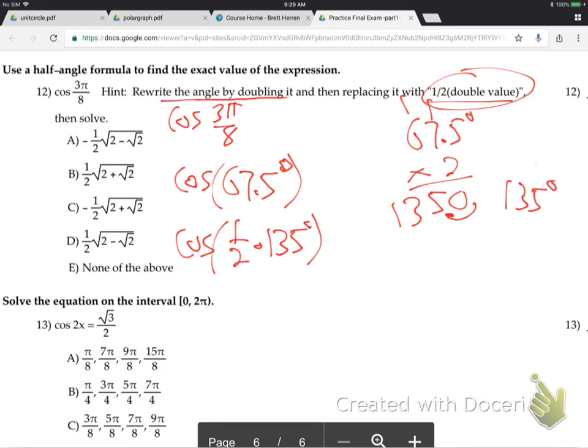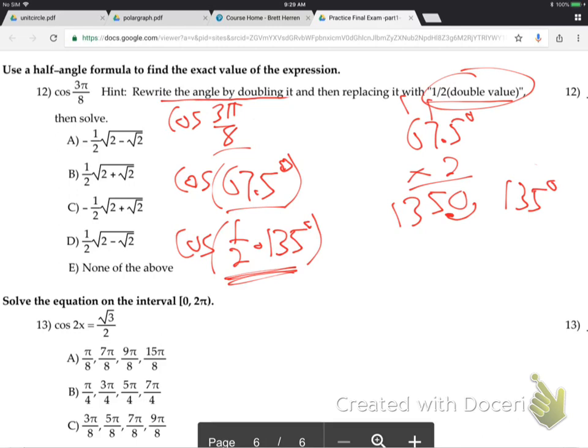Yeah, because half of 135 is 67.5, the original question. This is a fancy, weird way to rewrite the original question. Do you see what they're saying? They're saying double it and then put a half in front, so it's the same as it originally was. See what I did? I took the original, doubled it, but put a half in front. Half of the double value is the original, isn't it?